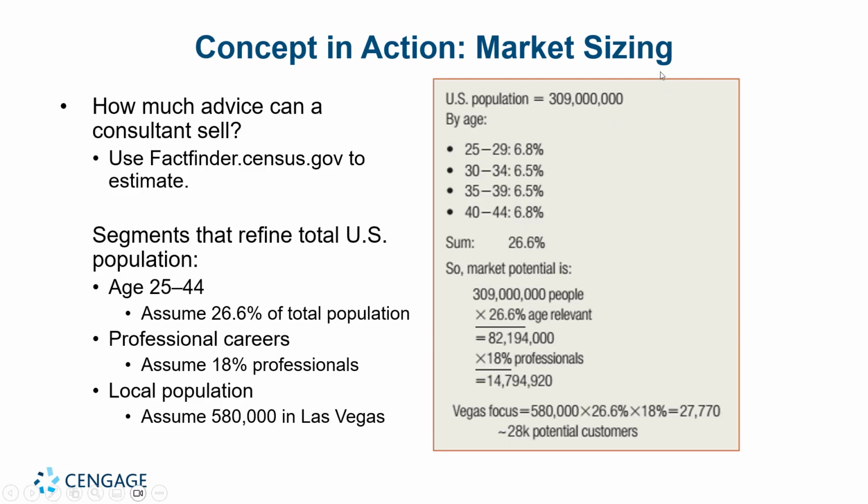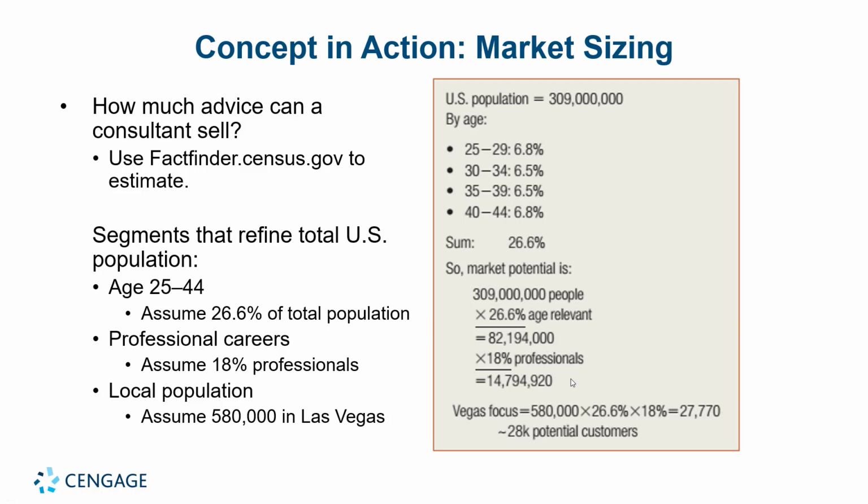First, we know the US population. Now, this is a little bit out of date. It's 330 million now, but here the US population is 309 million. For ages 25 to 44, we've got the data from the census, and that's 26.6% of this 309 million. So all we do is multiply 309 million by 0.266, or 26.6%. This leaves us with around 80 million people. Assume that we have some data that 18% of these people are professionals. Multiplying by 0.18 gives us around 15 million.